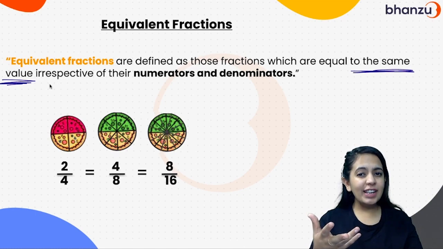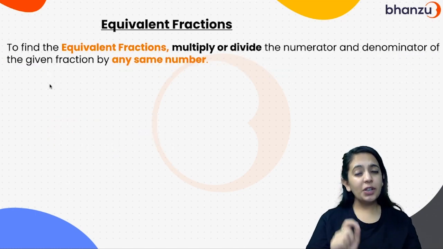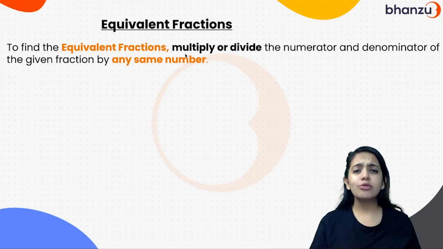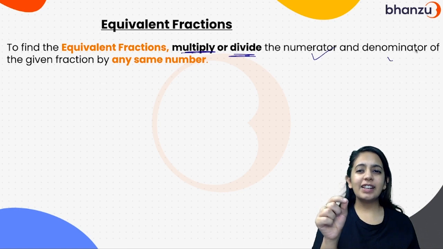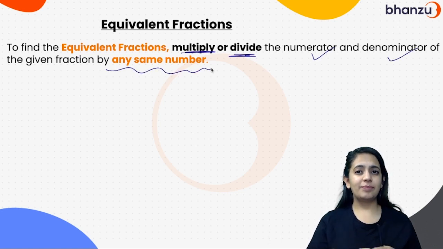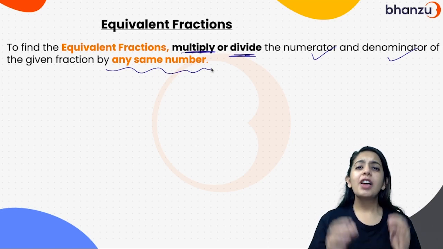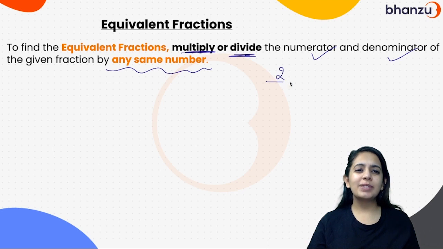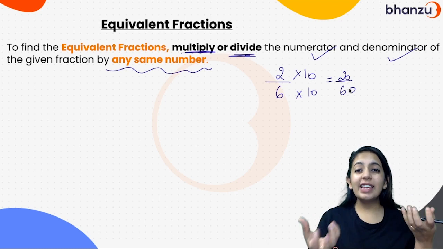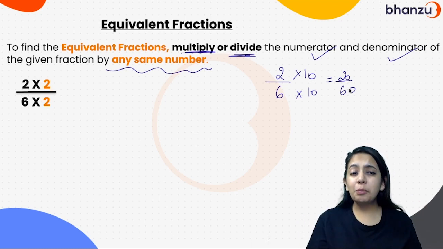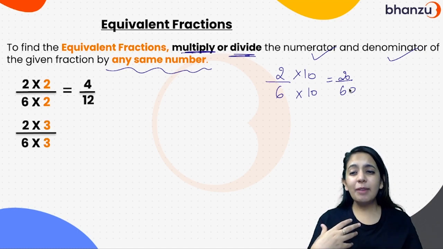Now, how to find equivalent fractions? Let's take a look. In order to find an equivalent fraction, you just need to do a simple thing. Multiply, or you can divide as well, the numerator and the denominator by the same number. Do not multiply or divide the numerator and denominator by different numbers. For example, let's take 2/6. You can multiply the numerator and denominator both by 10. You will get 20/60. So 2/6 and 20/60 are equivalent fractions. You can multiply it by 2/2. You're going to get 4/12. You can multiply it by 3/3.